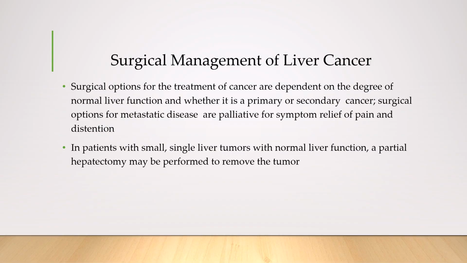And then surgical management of liver cancer. Surgical options for the treatment of cancer are dependent on the degree of normal liver function and whether it is a primary or secondary cancer. Surgical options for metastatic disease are palliative for symptom relief of pain and distension. In patients with small single liver tumors with normal liver function, a partial hepatectomy may be performed to remove the tumor.